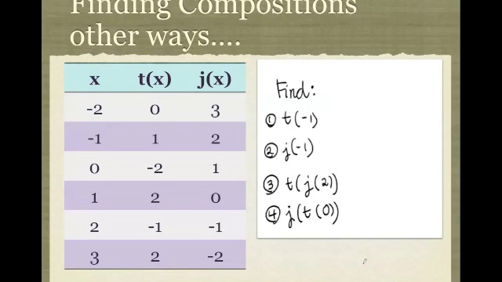Another way is to use charts. So remember again that the value inside the parentheses is your x value. So I go to negative 1 in my chart, and I'm asked to find, well, what's the value of the function t at negative 1? And I can see here that the value is 1. The value of the j function at negative 1 is 2.